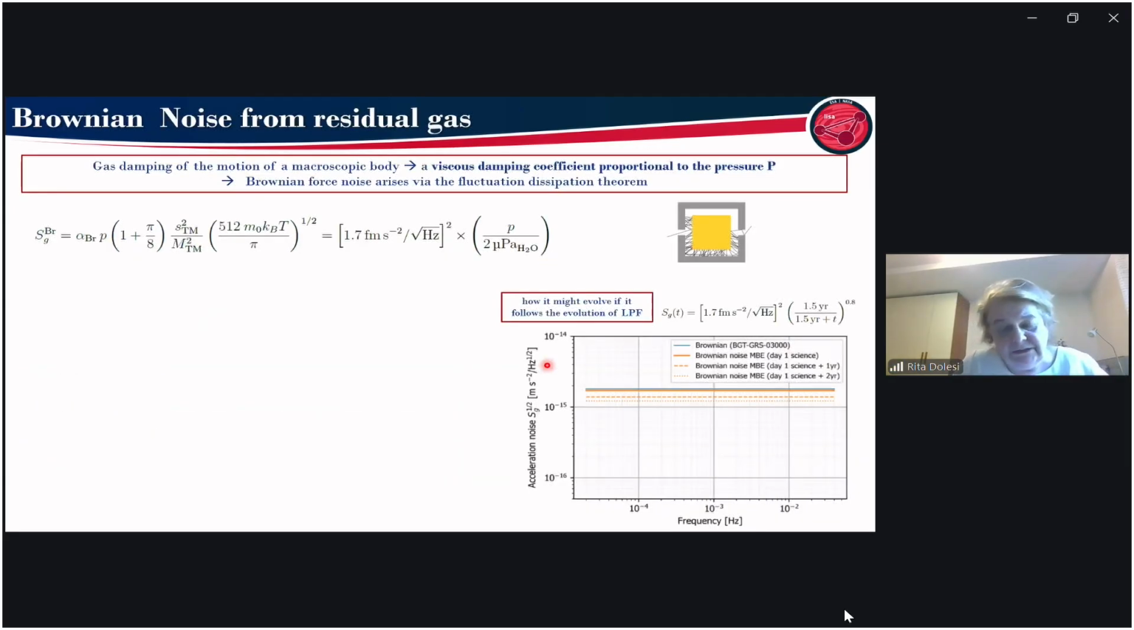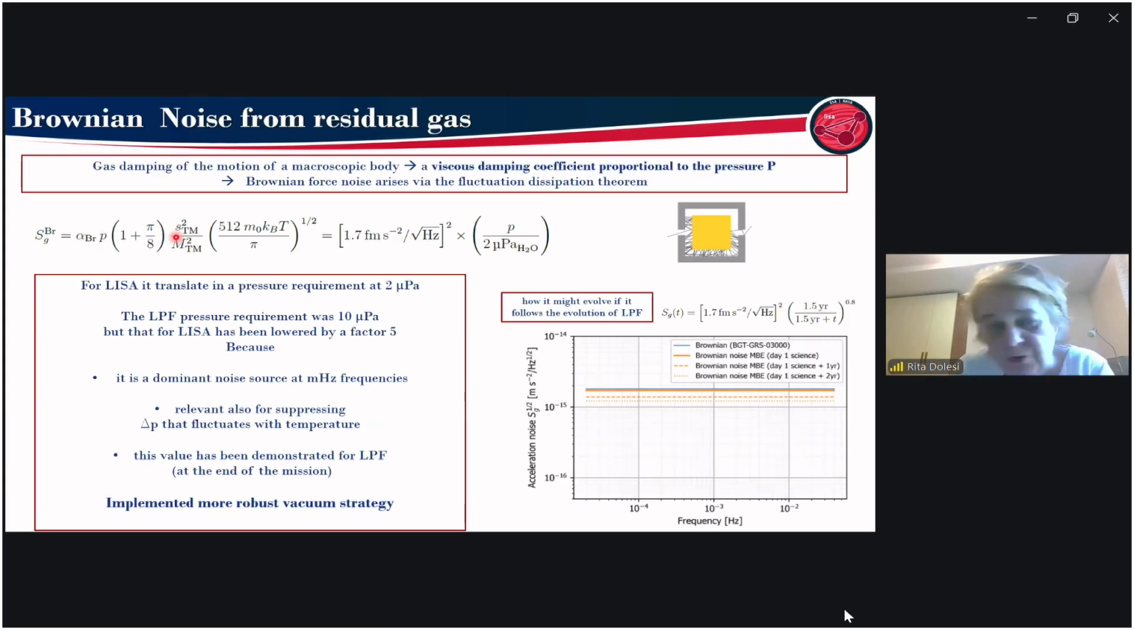The Brownian noise is dominant in a wide part of the LISA band. It is related with the residual gas inside the gravitational reference sensor, the residual gas surrounding the test mass. Gas damping of the motion of the test mass is related with a viscous damping coefficient that is proportional to the pressure, and that gives this noisy force via the fluctuation dissipation theorem as described by this formula, where you can recognize the mass of the test mass, the size of the test mass, the mass of the molecule present in the residual gas, but in particular we have this dependence on the pressure.